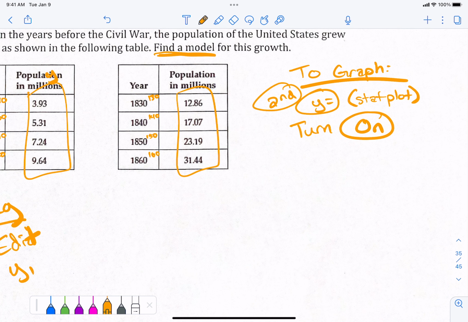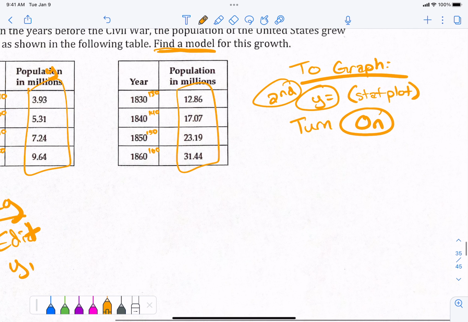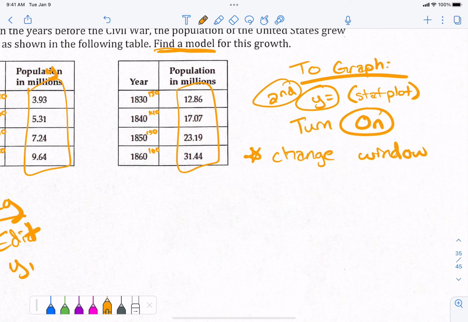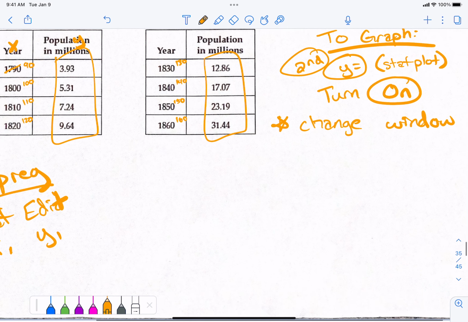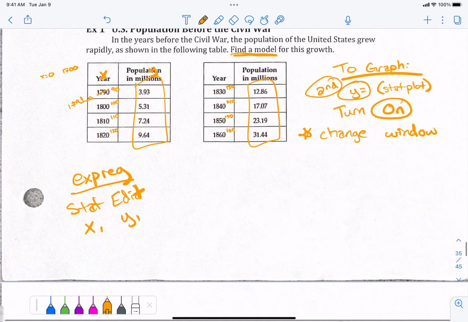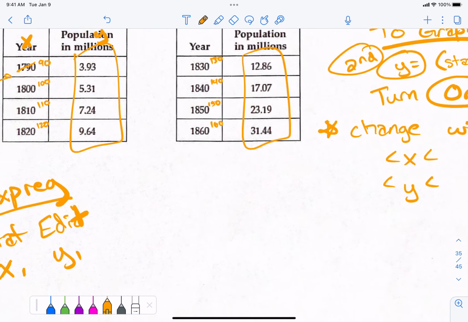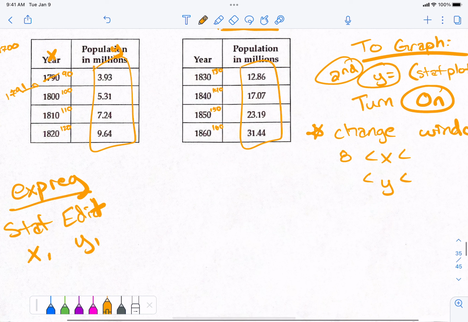Okay, good. Then we're going to change the window, because otherwise it's going to leave it like a negative 10 to 10 window. So let's talk about what we want to change our windows to. For your x's, let's figure out the numbers that x needs to be between and the numbers y needs to be between. So what's my smallest x value that I typed into my list? 90, and the biggest one was 160. So let's go 80 to 170.